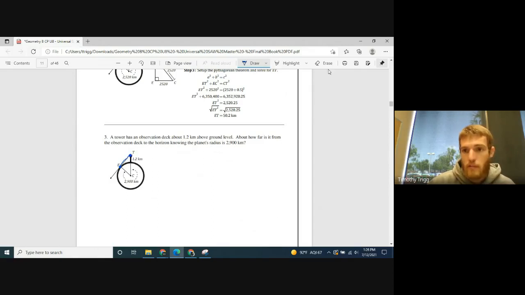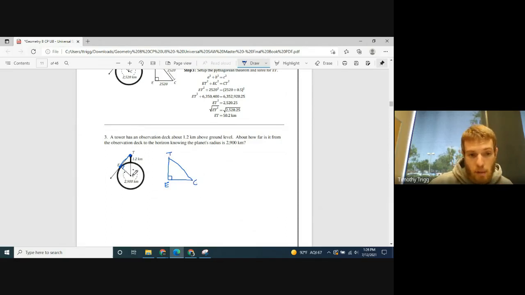Well, since we know that the viewing line is tangent to the circle, that tells us that this is a right angle right here. So at angle E there, that's a right angle. So I'm going to go ahead and draw this triangle to the side. And we know it's a right triangle because angle E is a right angle. Here's where E sits. T is at the top of the tower. We'll put it here. And then C is at the center of the planet.